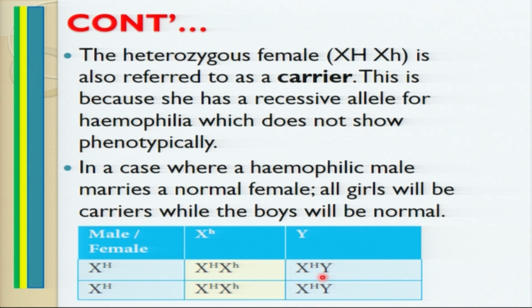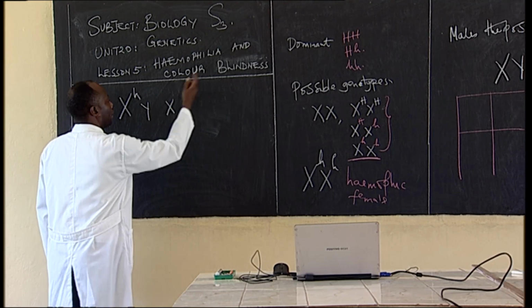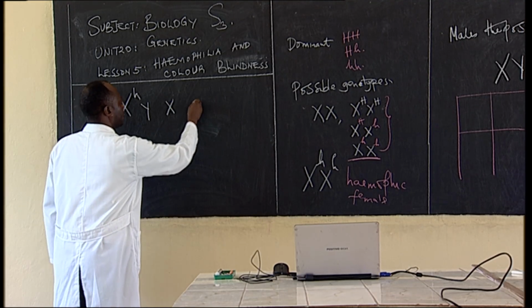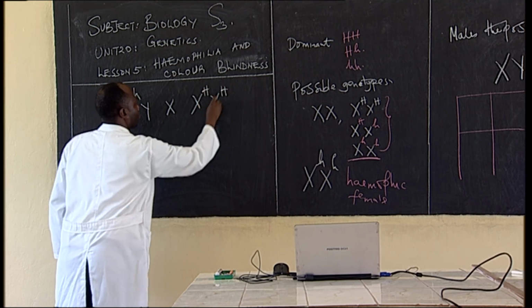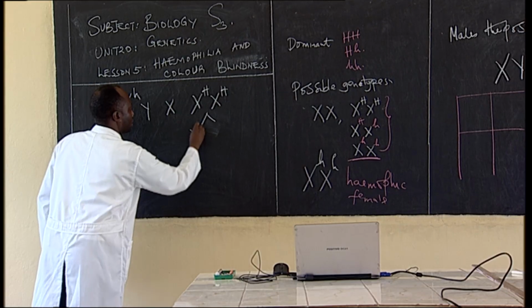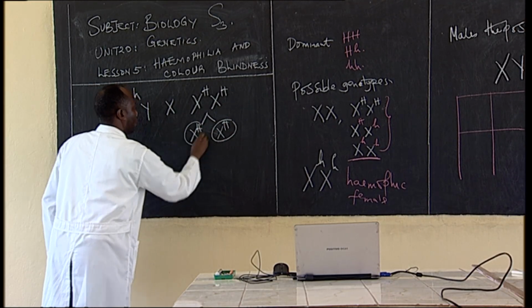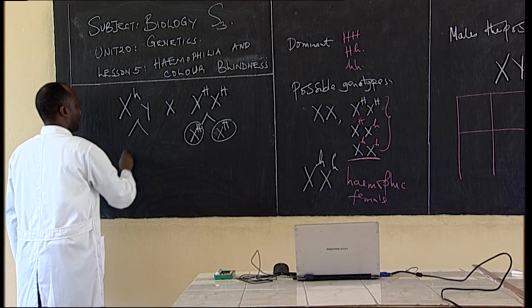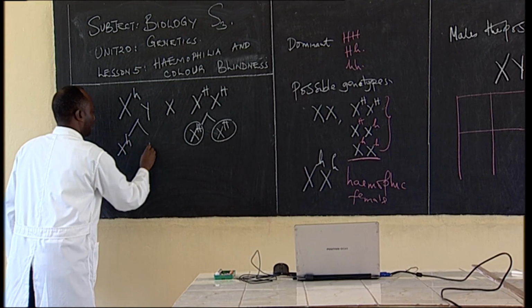He got married to a normal woman. The woman is unaffected. You cross with a woman who is not affected. This is X, H capital and X, H capital. There is formation of gametes. This is X, H capital. This is X, H capital. Circle the gametes, as for the fact of life, gametes have to be circled. So this is X, H small, and Y.